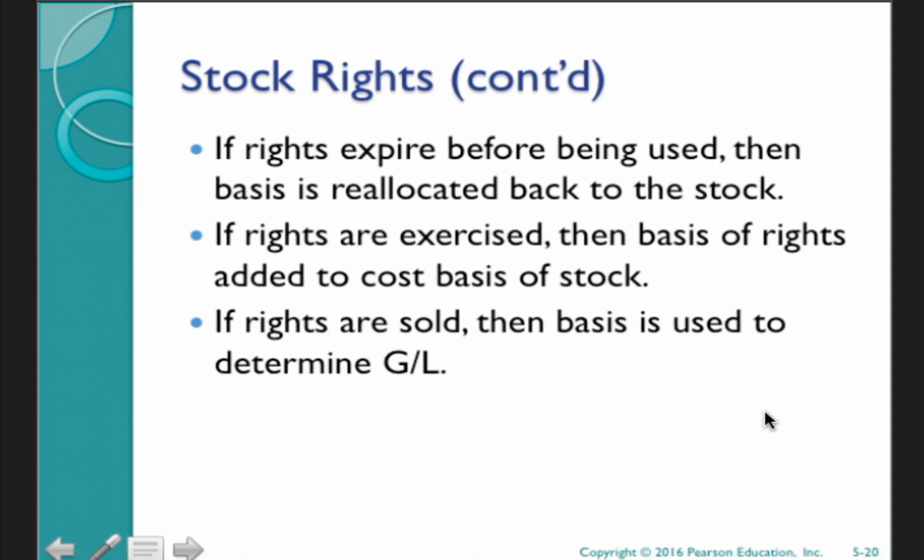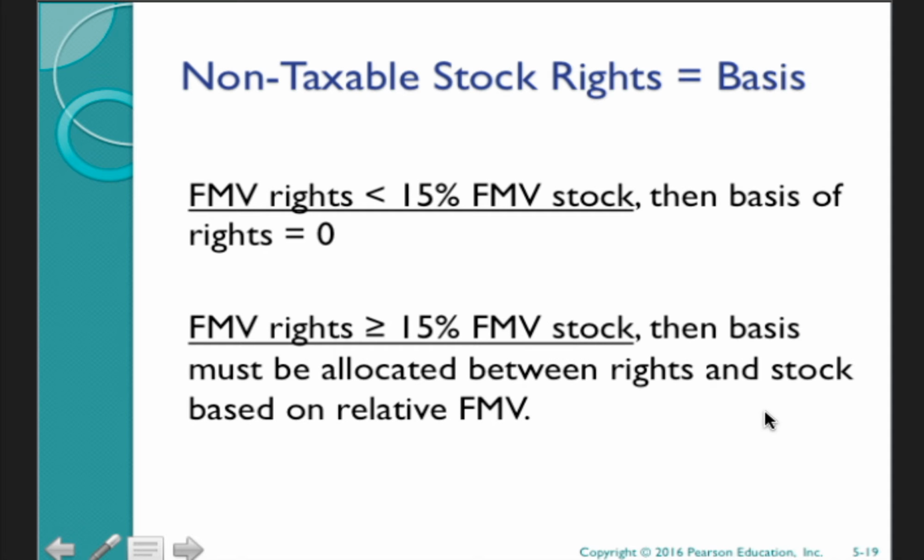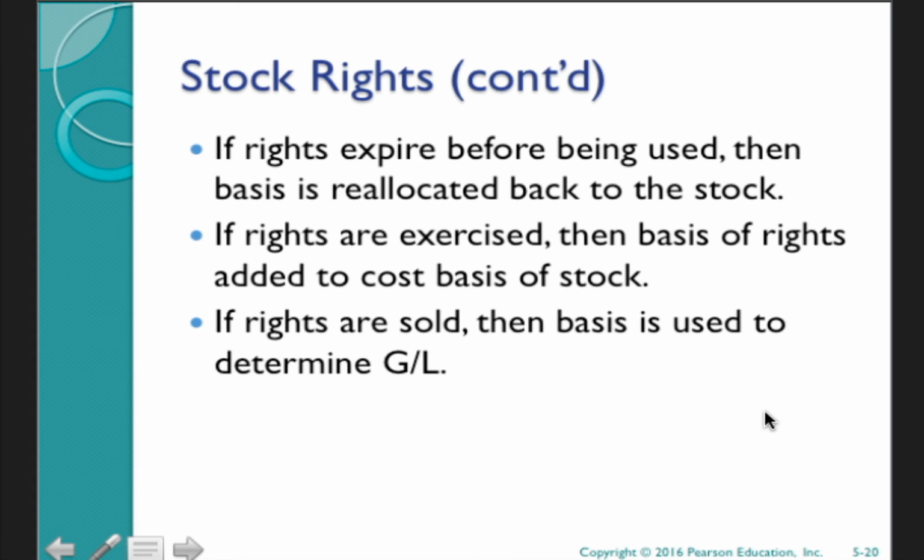If the rights expire before being used, then you basically just reverse the reallocation that you did. If they're exercised, then the basis of rights is added to the cost basis of the stock, regardless of the percentage of fair market values, like we already talked about. And then if the rights are sold, whatever basis you had based on this concept would be used to determine the gain or loss.